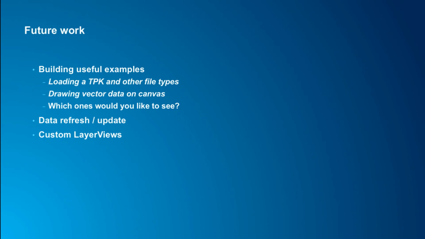We need to see also how to refresh the data. Right now, if we change some properties on the layer, we don't update the tile. So this is the kind of stuff. And then custom layer views also, one of the usages would be if you want to animate the data on the canvas, how we would do that.